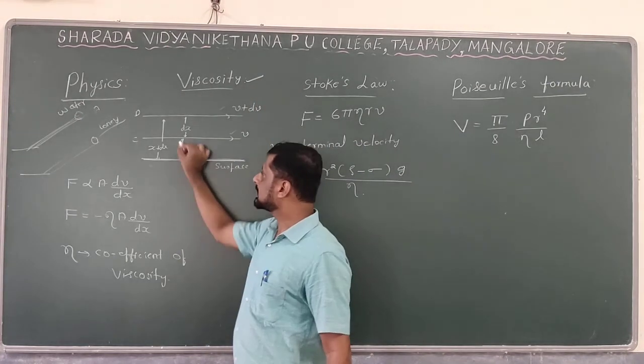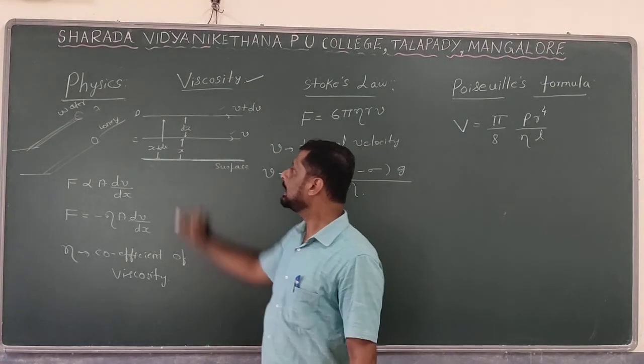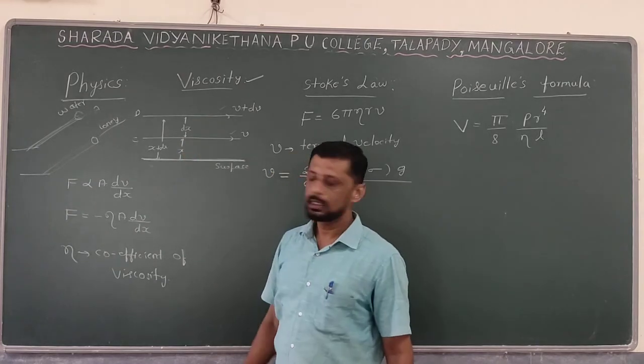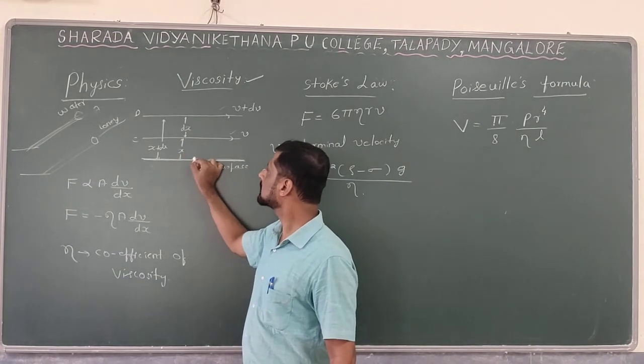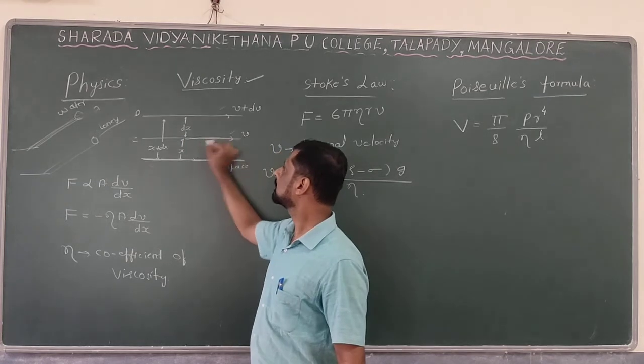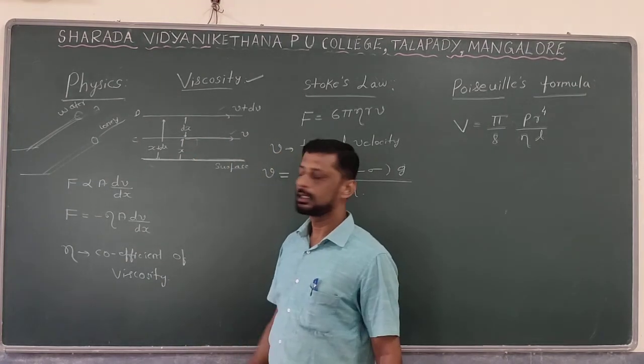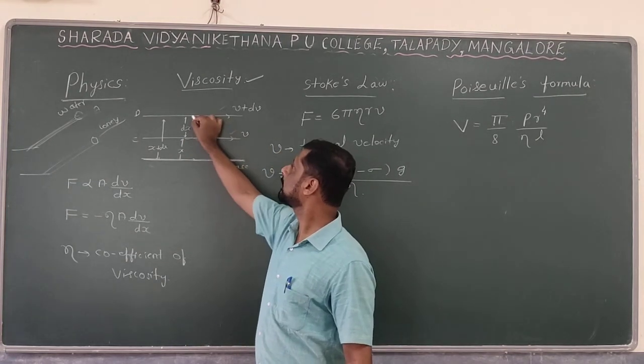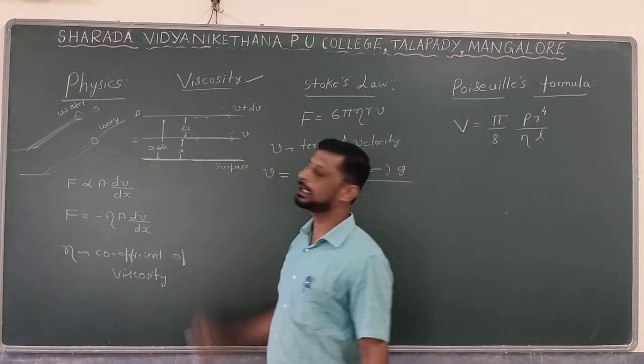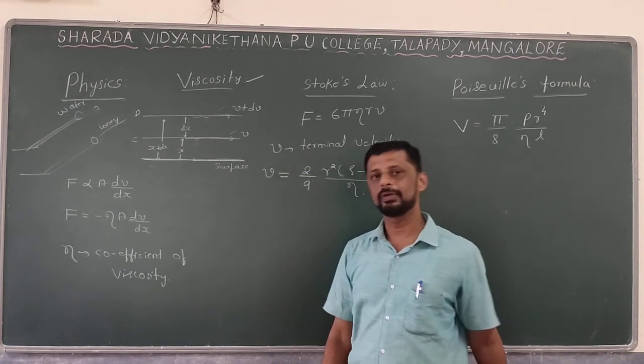How is this force acting here? This force is acting normal to the surface of the liquid. This layer opposes the relative motion of this one, that means the force is acting perpendicular. Here also this layer opposes the relative motion of this one. Here also the force is acting perpendicular to the layer of the liquid.